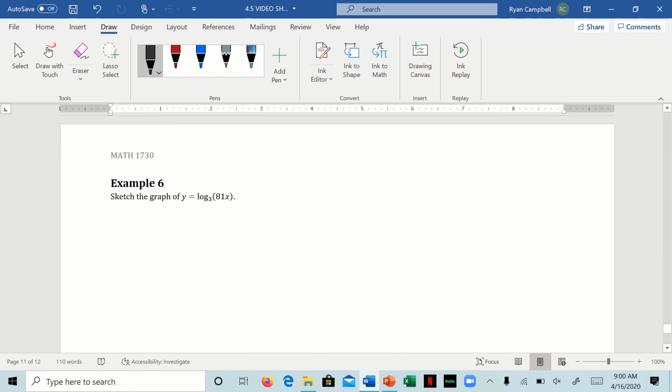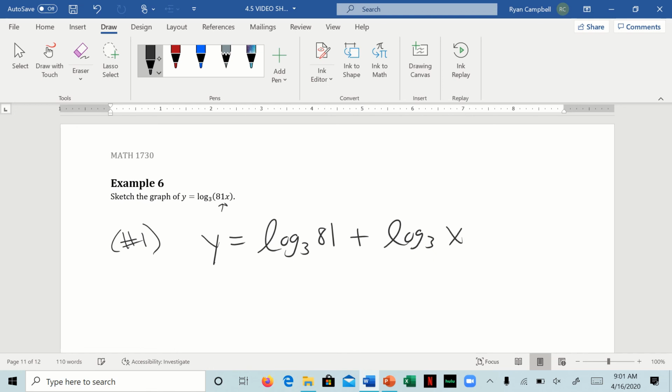All right, last problem. So let's do a quick sketch of this using our laws of logarithms. Sorry, I said laws of exponents, my bad. So let's get a little bit better idea of what this is going to look like. So since we are multiplying, right, we can use law number 1 and say that y equals log base 3 of 81 plus log base 3 of x.